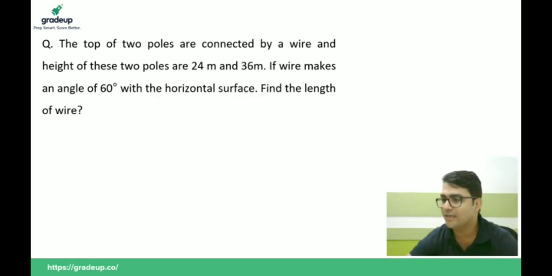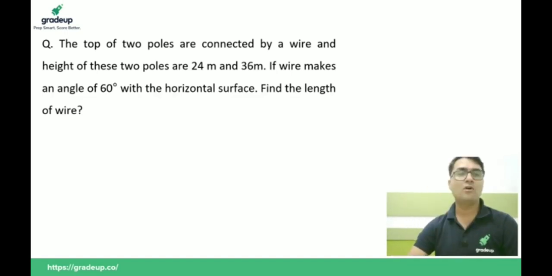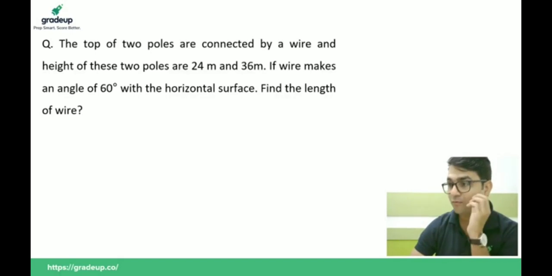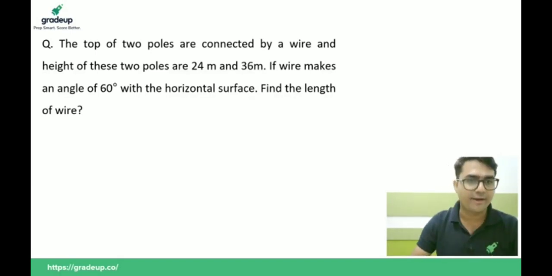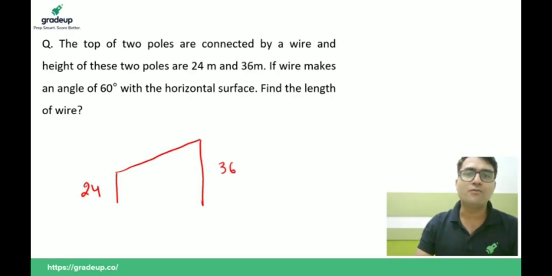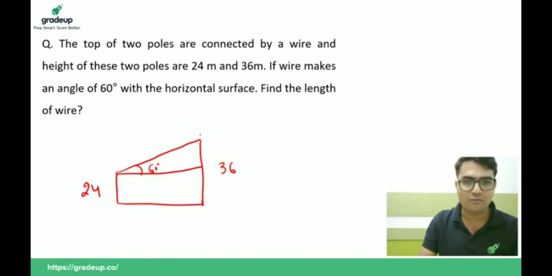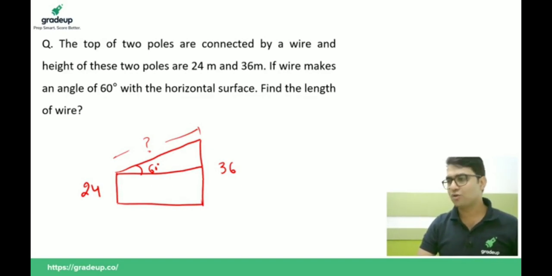Now, the question is, the tops of two poles are connected by a wire. And heights of these two poles are 24 meter and 36 meter. Here we have two poles connected by a wire. Height of one pole is 24 meter and the other pole is 36 meter. If the wire makes an angle of 60 degree with the horizontal, find the length of the wire. That means you have to find this distance. Yes, horizontal refers to the ground.